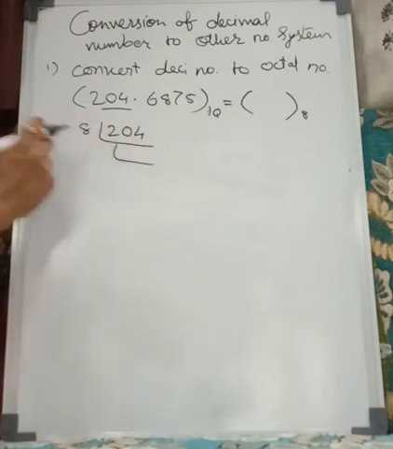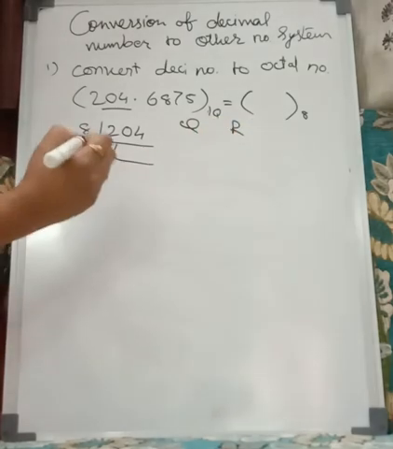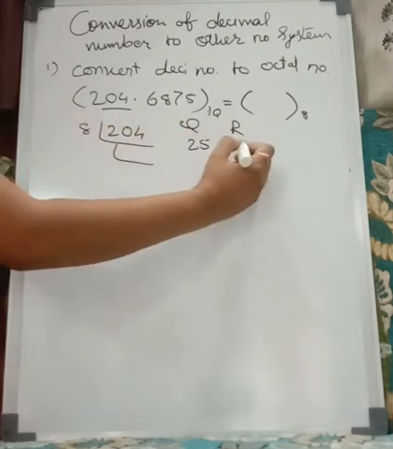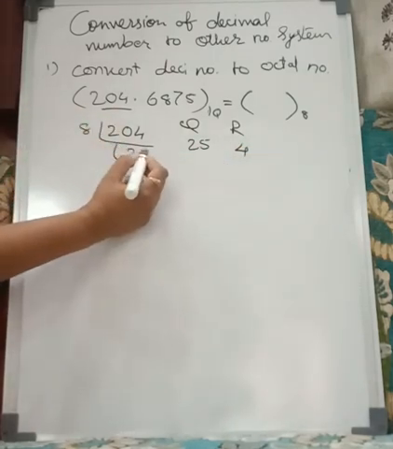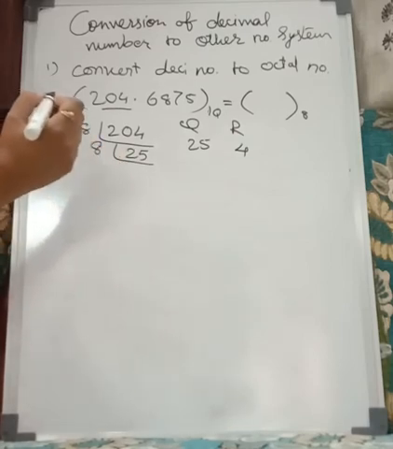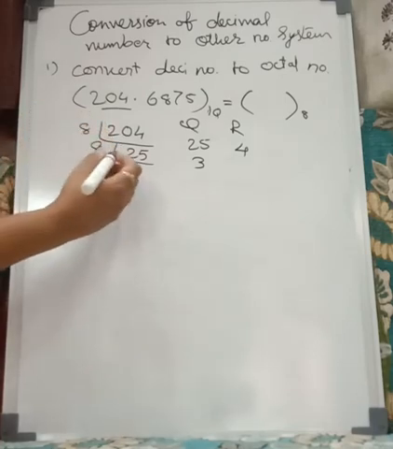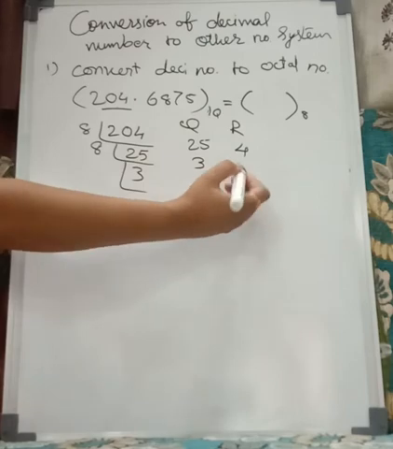So when I divide this number by 8, I will get quotient and remainder. Quotient is 25 and remainder will be 4. Okay, and again, when I divide this 25 by 8, I will get quotient as 3, and remainder will be 1.